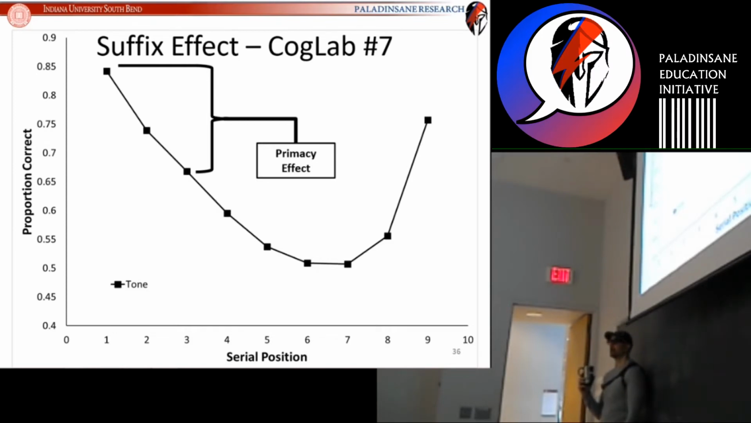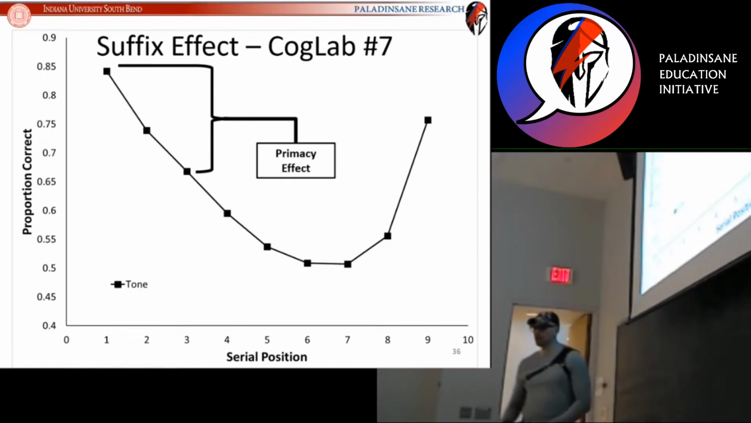Does anybody have a strategy that they were doing? Yep. You usually spend more time going over the ones from the beginning. So it'll be like apple, orange, banana, and you just repeat it as you hear them. Exactly. So what has been hypothesized in the best explanation for the primacy effect is that this is that rehearsal.